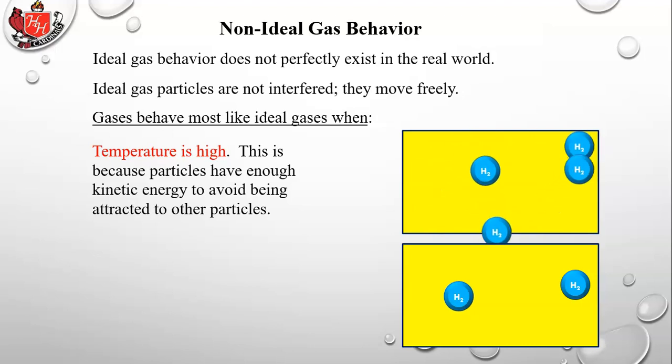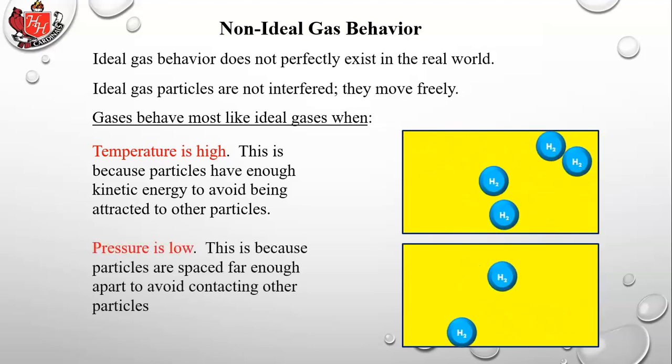The other thing is if the pressure is low. This is because the particles are spaced far enough apart to avoid contacting one another. So in other words, gases behave most ideally, that is, they don't interfere with each other, when the temperature is high and the pressure is low.